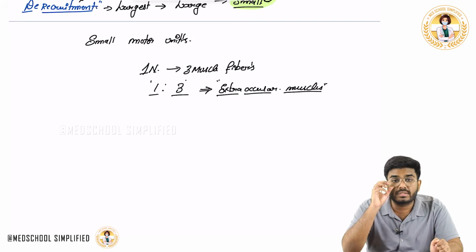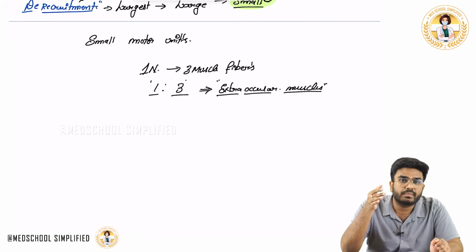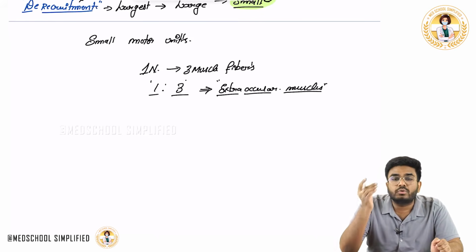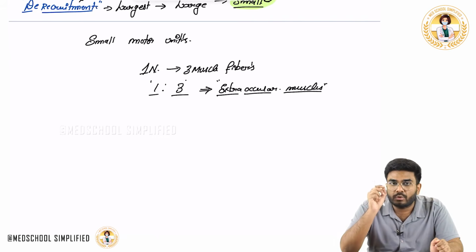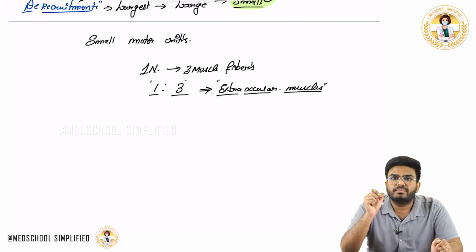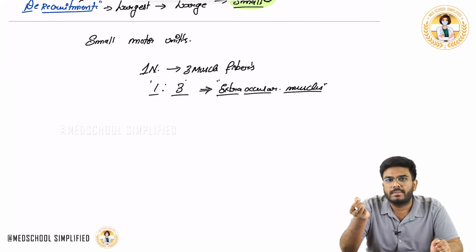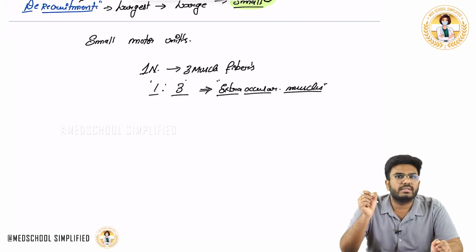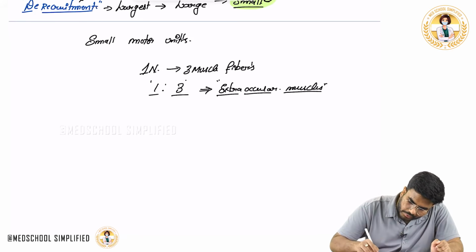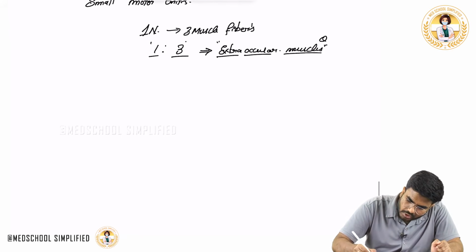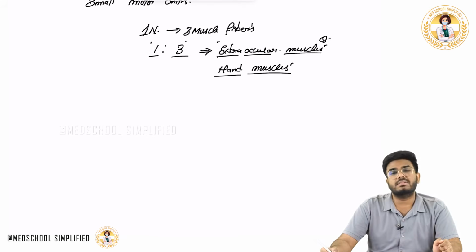Your extraocular muscles are innervated by the oculomotor nerve. The neurons coming in the oculomotor nerve innervate only 3 muscle fibers, so they are the small motor units. Small motor units are not only present in the extraocular muscles, but they are also seen in hand muscles.